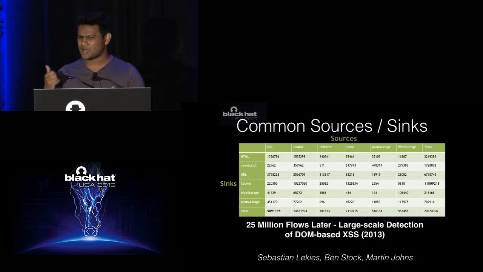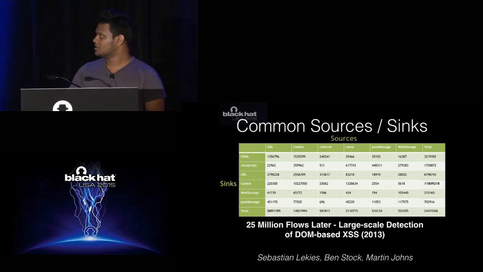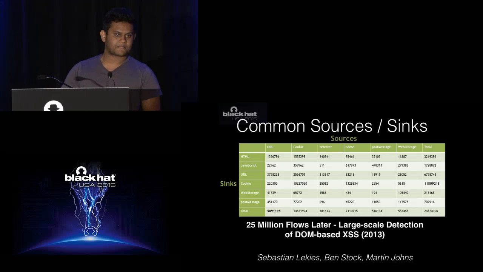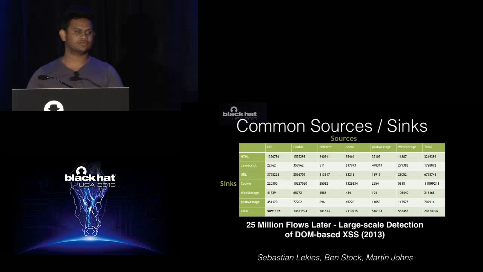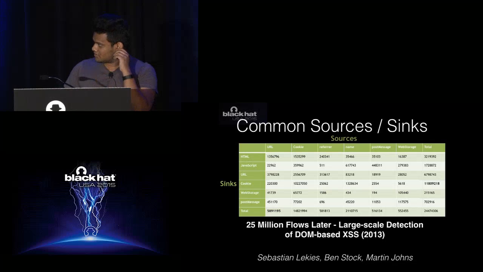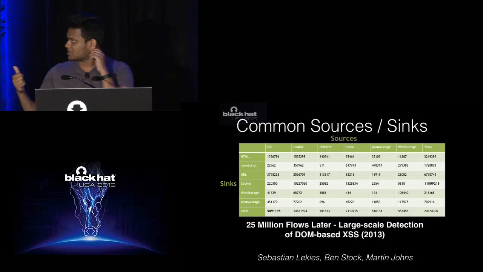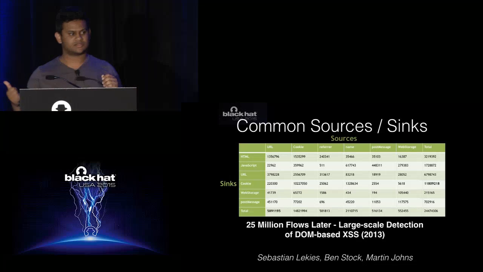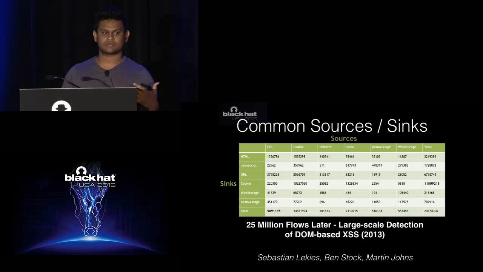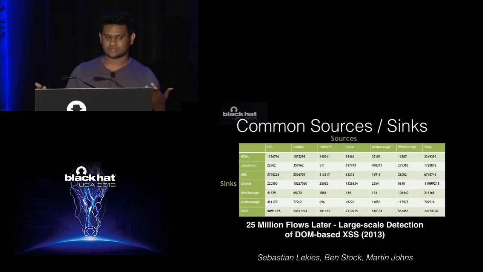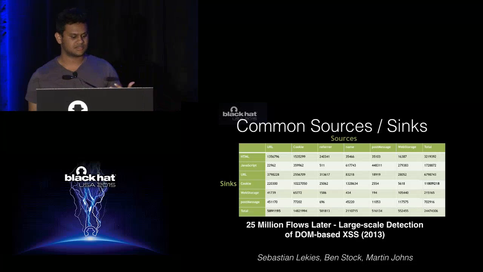During the past Black Hat talks, we have seen some amazing research in terms of DOM XSS, how prevalent they are, and the kind of tools which have been used in taming them. Sebastian, Ben, and Martin did this research on 25 million flows, where they took Alexa's top 1,000 or 10,000 websites, ran their own instrumentation engine on them using some crawling, and found the most commonly used sources and sinks.